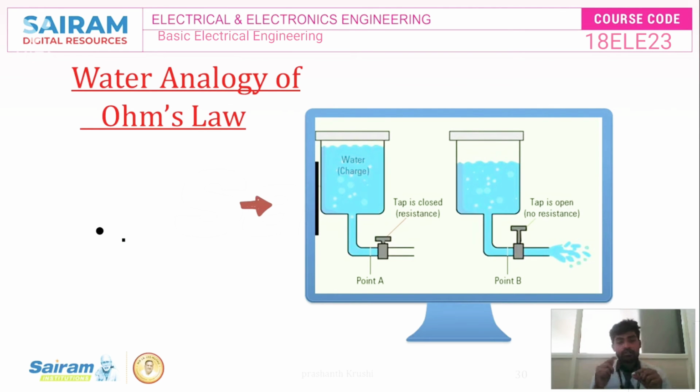If the water is flowing in that pipe, that is the current. If the head of the water is more, the voltage will be more. That is pressure, in the sense of voltage. If you rotate that tap, what happens? You can increase or decrease the current.